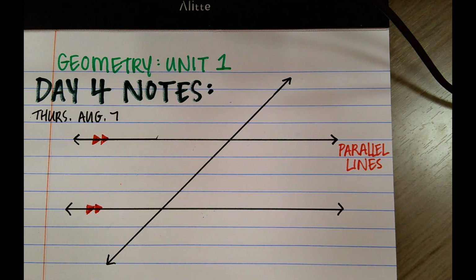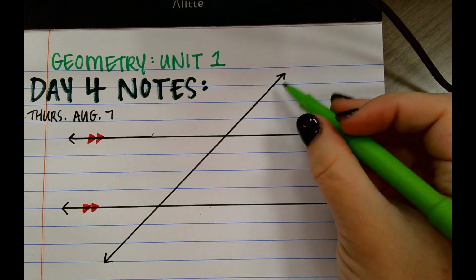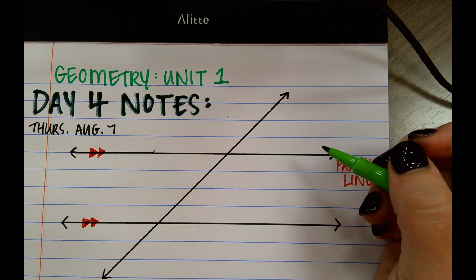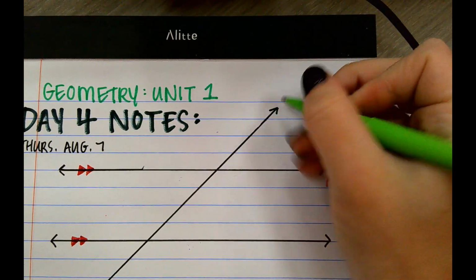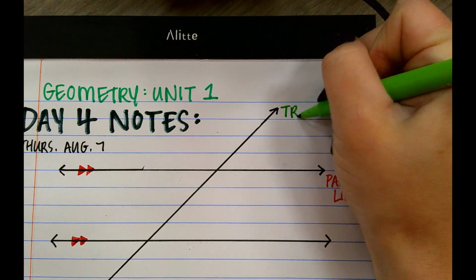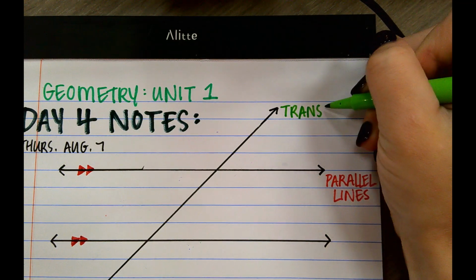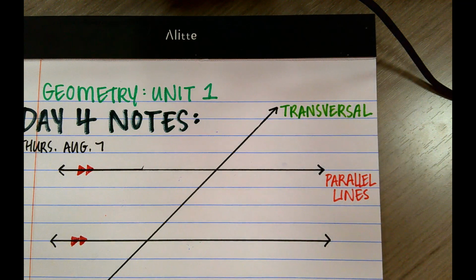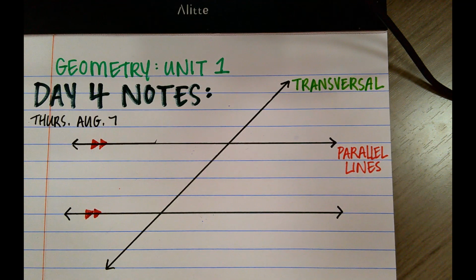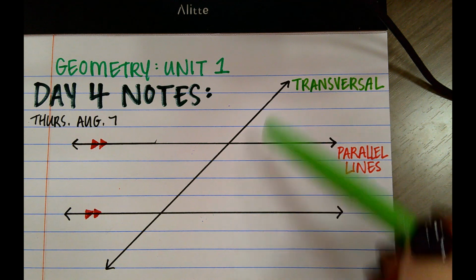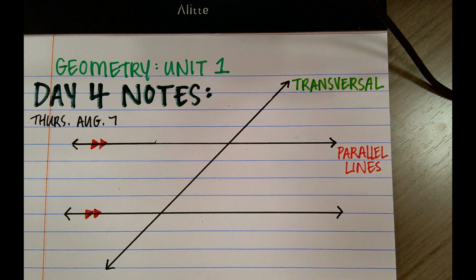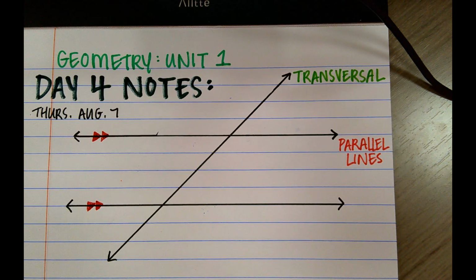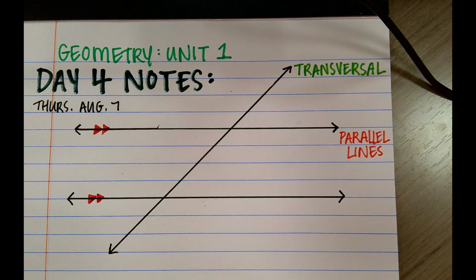Now this third line also has a special name. This is called a transversal. So I'm going to write that word out here as well. T-R-A-N-S-V-E-R-S-A-L. Transversal. And a transversal is just a fancy word for a line that crosses through two other lines. Not something you necessarily have to know, but if you're curious, that's what it's called.